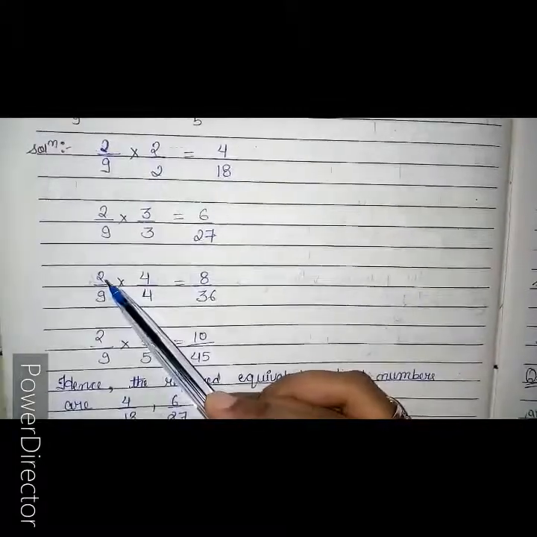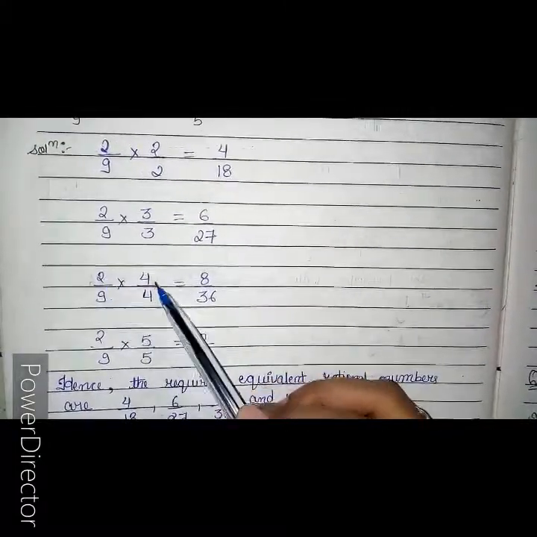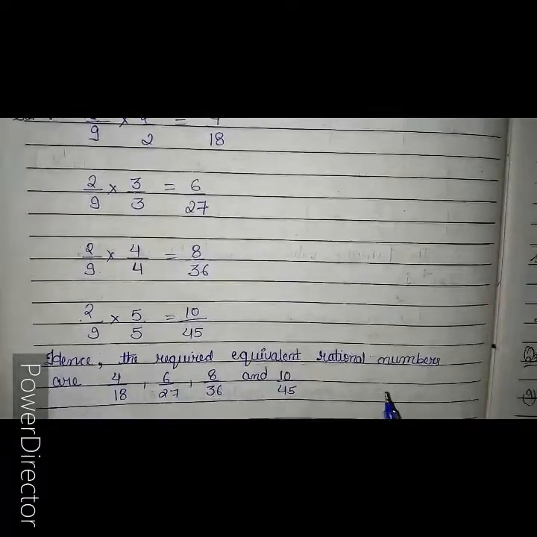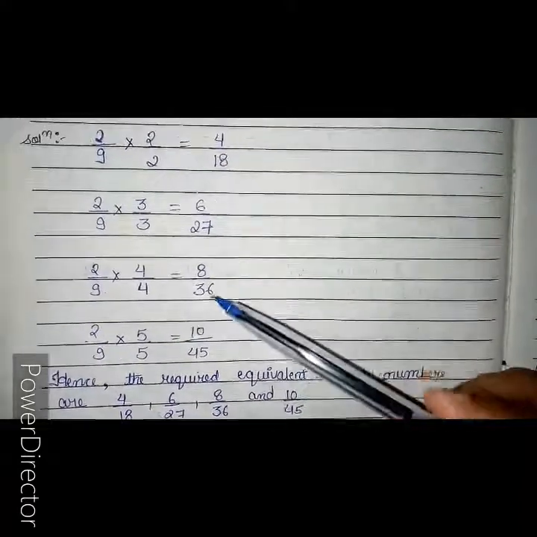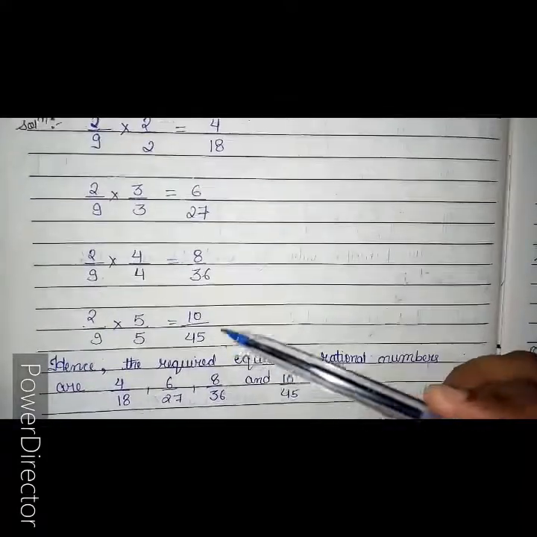To find third, we multiply 2 upon 9 by 4, both numerator and denominator by 4. So 4 multiplied by 2 equals 8 and 9 multiplied by 4 equals 36. 8 upon 36 is the third equivalent rational number equal to 2 upon 9. Now 2 upon 9 multiplied by 5 to find the fourth rational number equivalent to 2 upon 9. So 5 multiplied by 2 equals 10 and 9 multiplied by 5 equals 45. Hence the required equivalent rational numbers are 4 upon 18, 6 upon 27, 8 upon 36 and 10 upon 45.